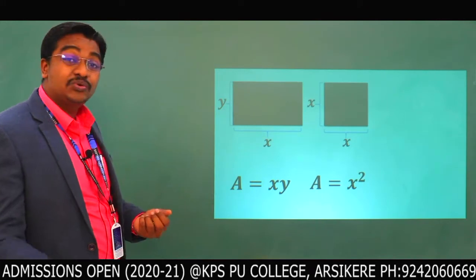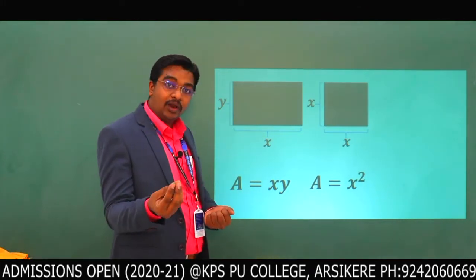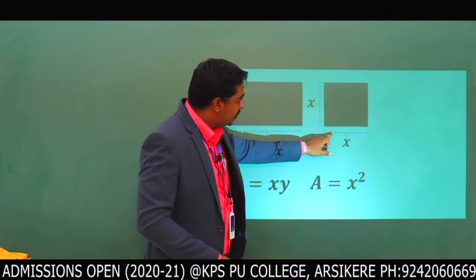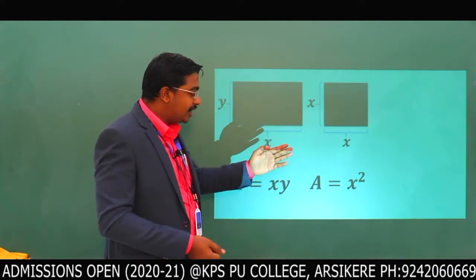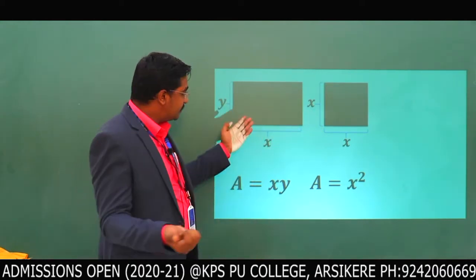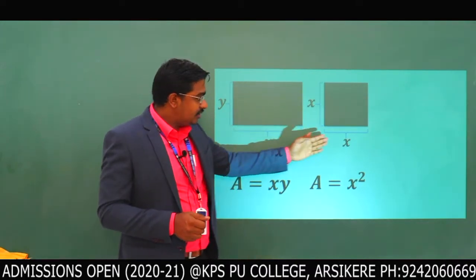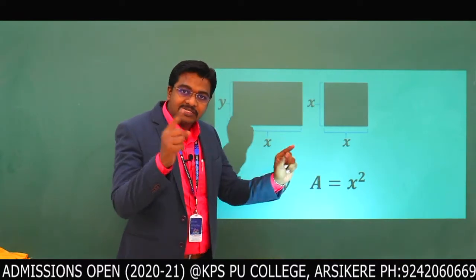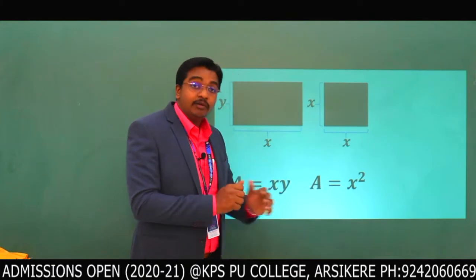And the next one, square. What is the meaning of square here? All sides are equal and diagonals are equal. So the length of one side is x. So the area becomes length into breadth. Just compare with the rectangle, length into breadth. Here also length and breadth are equal, hence x into x. So x into x means they are like terms, and the product becomes x square.